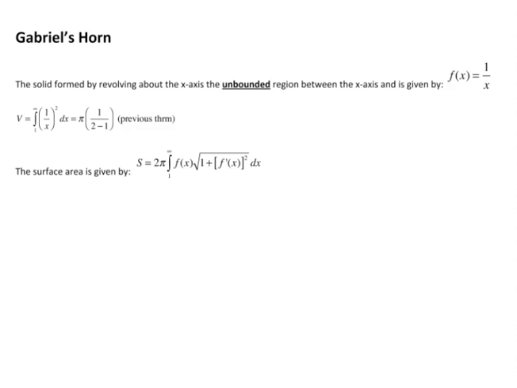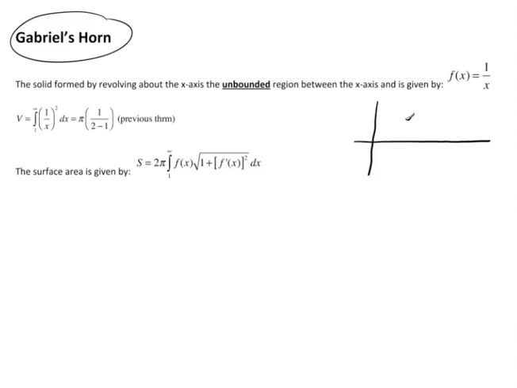Let's wrap this particular section up with an example, kind of a famous example known as Gabriel's horn. Now here's the idea. We have a solid form revolving about the x-axis, the unbounded region between the x-axis, and it's given by f of x equals 1 over x. Now, we've seen this before.